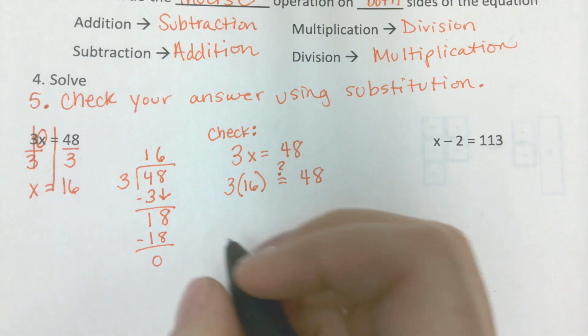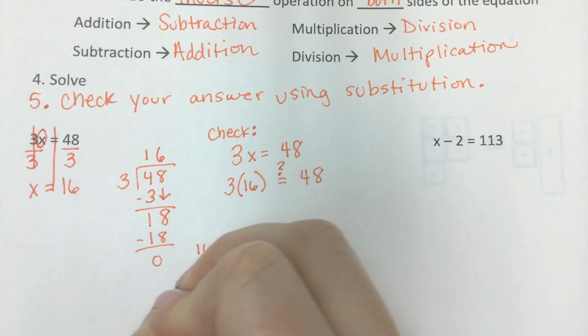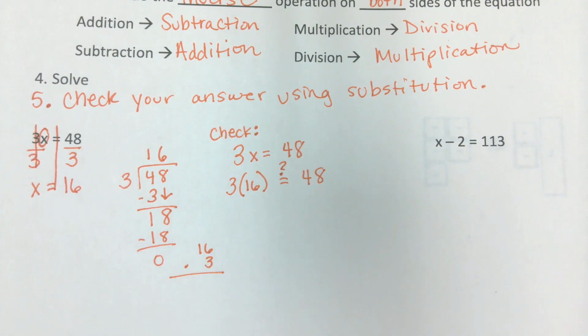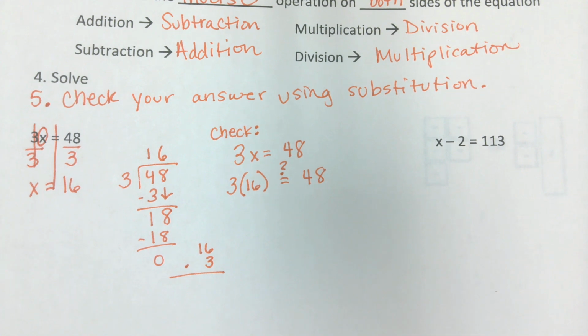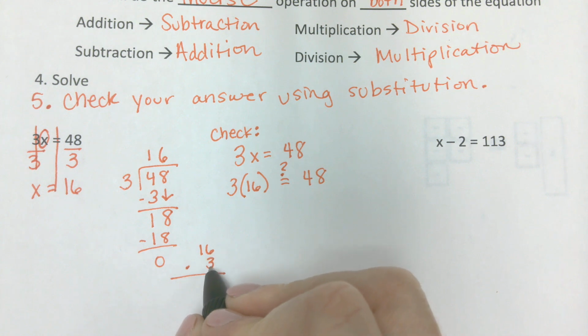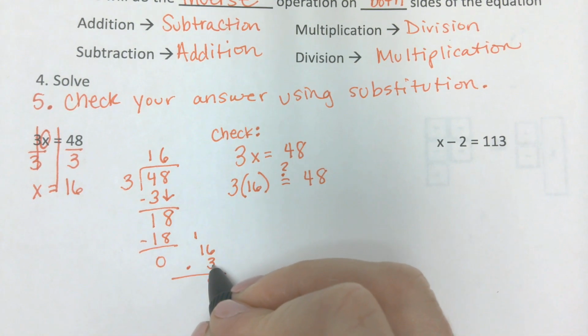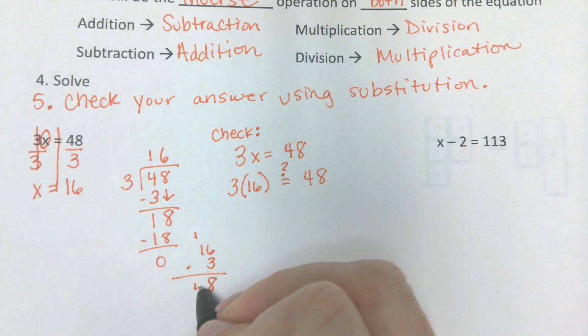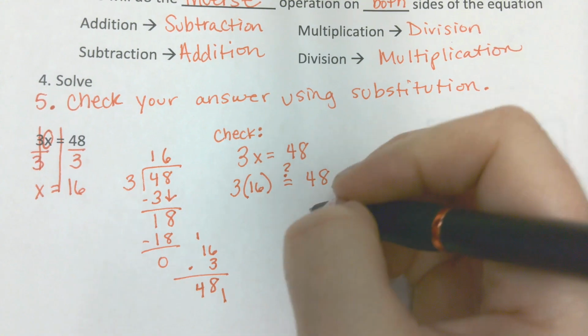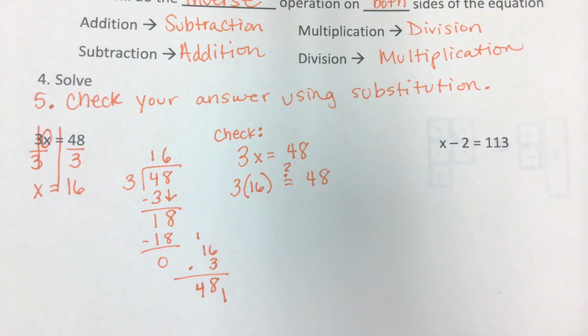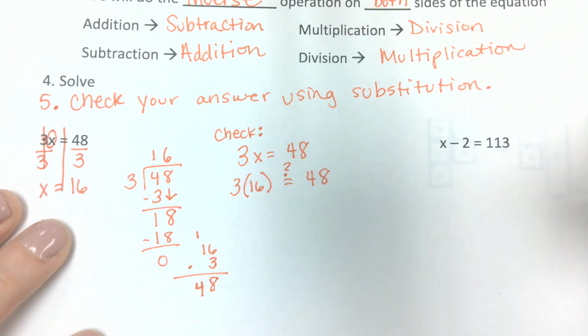So then we check it. So 16 times 3. We just divided, but we're multiplying. Remember, we're doing all these opposite operations. 6 times 3, 18, carry the 1. 3 times 1 is 3 plus 4. 1 more is 4. So that tells us that it is correct.